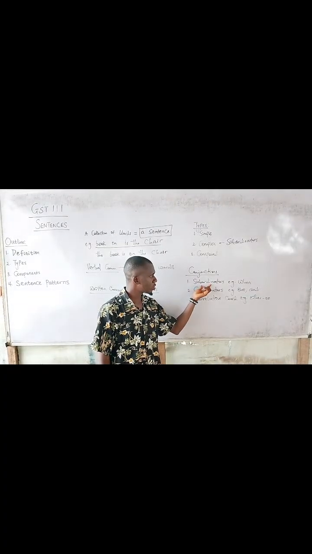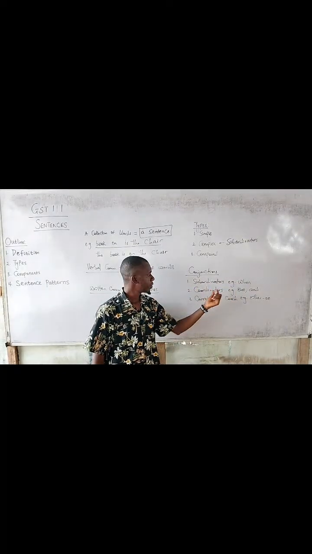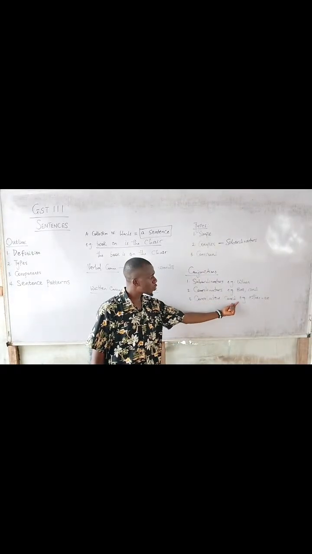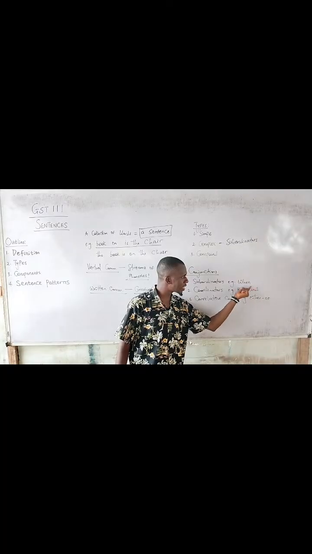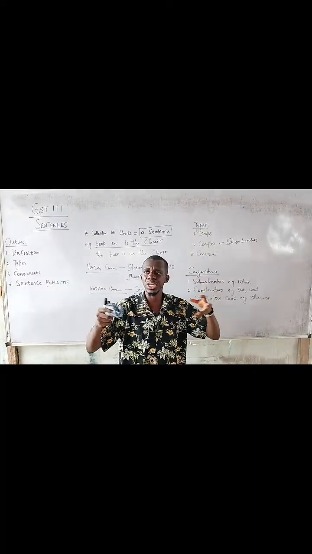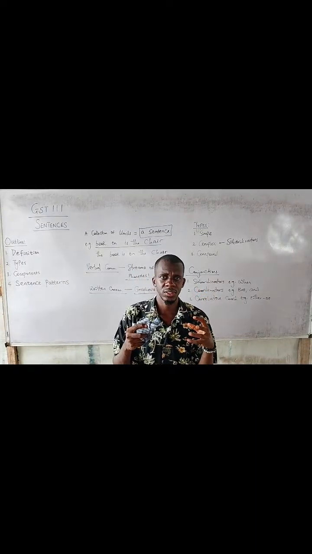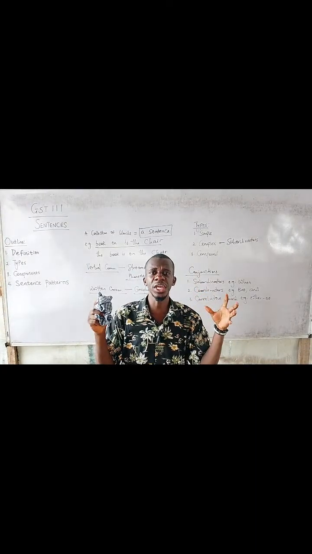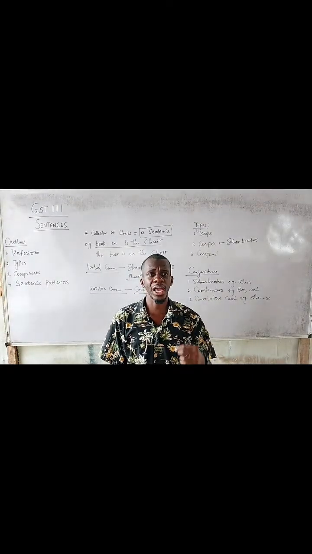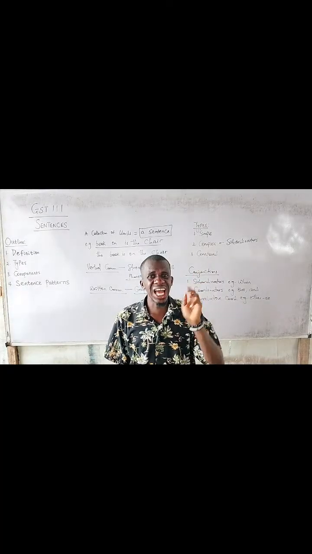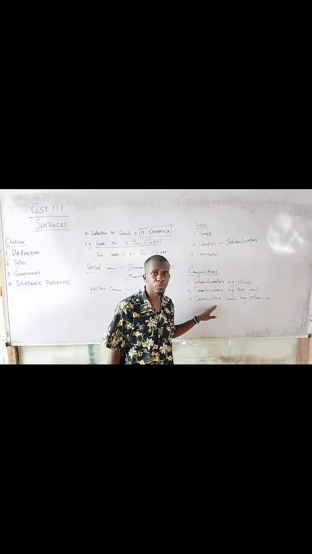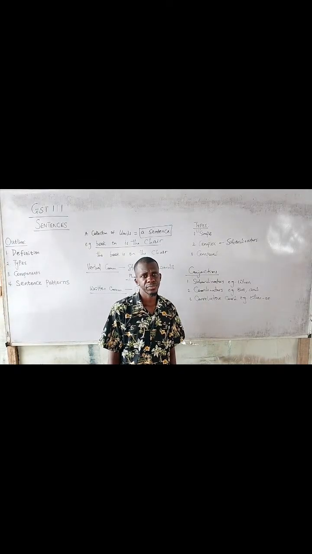A subordinator, as you can see, e.g. when. A coordinator, as you can see, e.g. but, then and. A correlative coordinator is usually, unlike the first two, actually a combination. It is a pair. Yes. Alright, so conjunctions that go in pairs belong to this category. Conjunctions like either or, neither nor, not only but also. They are examples of correlative coordinators.